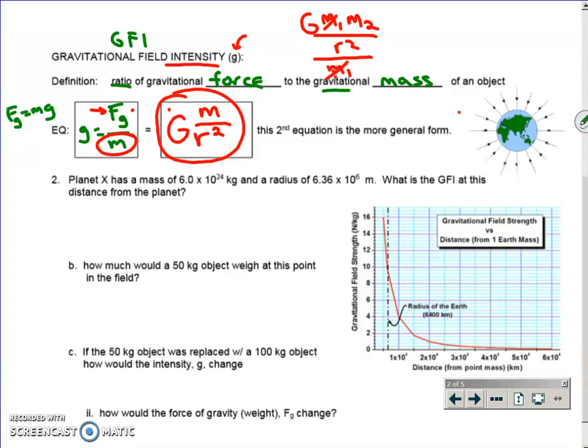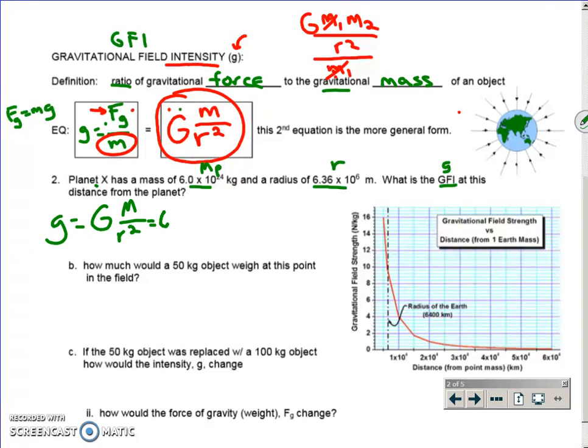Okay, so let's say you've got some mysterious planet X, which has a mass and a certain size, and we want to know what is the gravitational field intensity, little g, at a distance from the planet. How strong is the field? Well, we have two choices. We have this equation, based on what we know. We know the mass of the planet, we know the distance, so it's going to be the second one. We would say little g is big G, mass of the planet, I'm just going to leave it as a big M, over r squared.